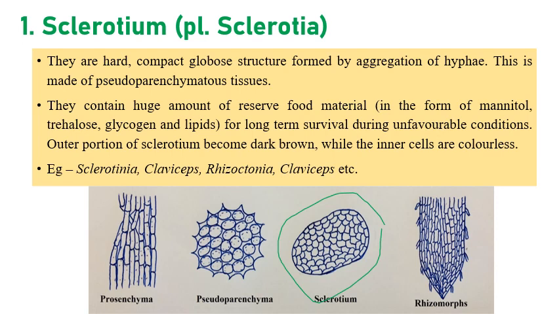This sclerotium mainly survives in soil. During unfavorable time, how does it survive? It contains a huge amount of reserve food material. I will give you one more example. If humans can't eat for 2 to 3 days, we have a separate organ called adipose tissue where energy is stored in the form of fat. Whenever we are not eating, energy is utilized from this adipose tissue. Similarly, during unfavorable time, it won't get food from outside.